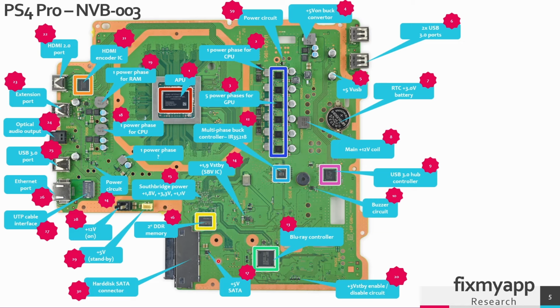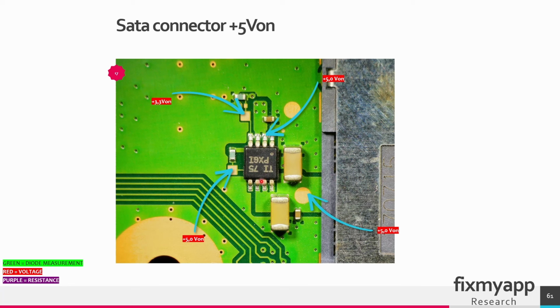In this region the power supply of 5 volt is being created for the SATA drive. So this is in region 17. So this is a SATA connector. This is the voltage regulator that will give 5 volt to the SATA connector.